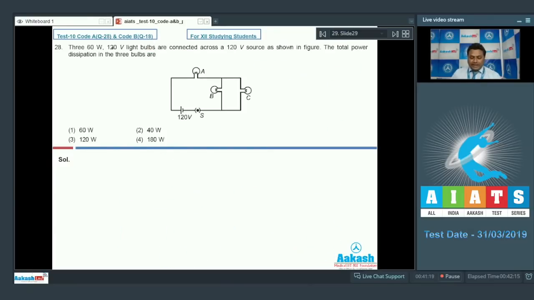Here is question number 28. Three 360 watt, 120 volt bulbs are connected across a 120 volt source as shown in the figure. The total power dissipation in the 3 bulbs will be what?